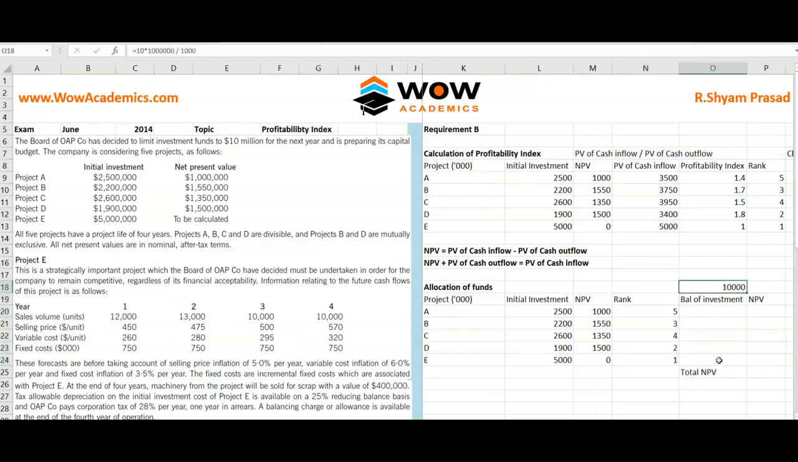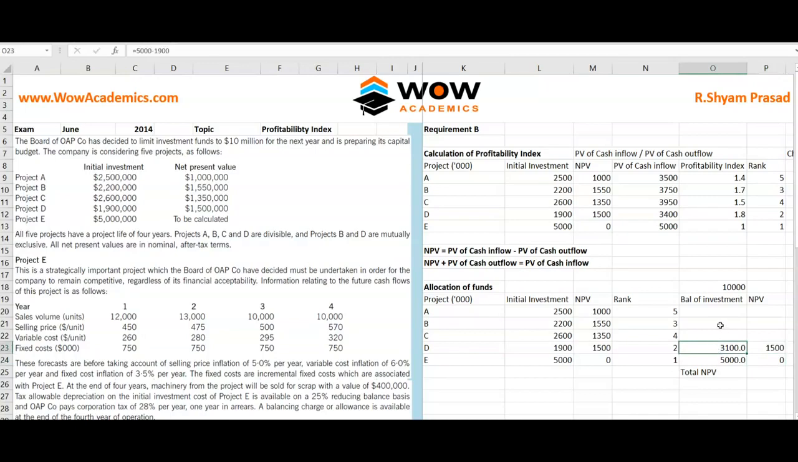So first we'll spend our money here. We have in hand 10,000 minus, if we invest in this, we are going to have a balance of 5,000 in hand, and the NPV that we'll get is 0 because it's a strategic project. And next we will go to D. In D we have 5,000 in hand. If we invest in D, because it's rank number 2, we have to spend 1,900, and the balance we have is 3,100, but the NPV is the full NPV we can invest.